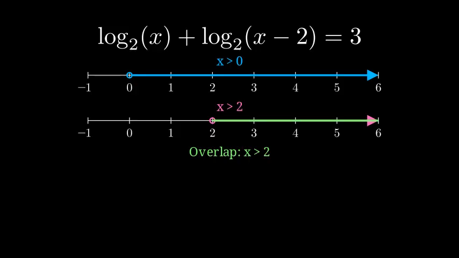Log base 2 of x requires x greater than 0. Log base 2 of x minus 2 requires x greater than 2. The overlap is x greater than 2.